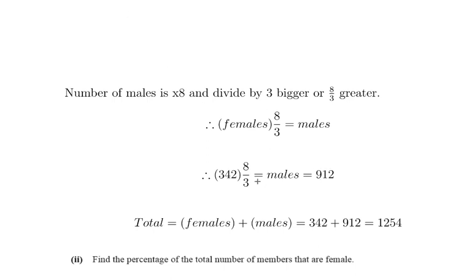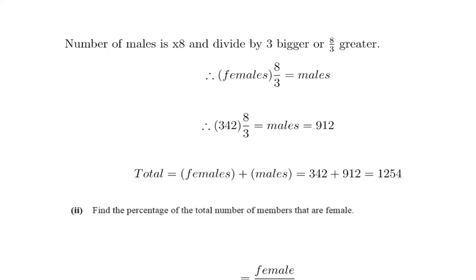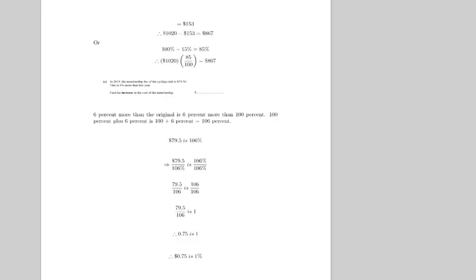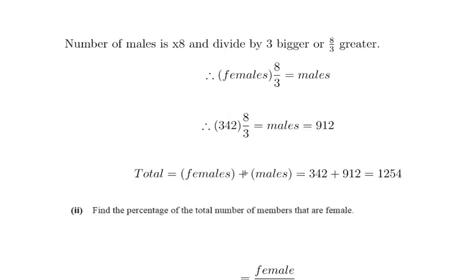The specific question is asking us to find the total number of members. And of course, the total number of members is the number of females plus the number of males. So I do 342 plus 912 to get 1,254. And that is the whole number answer.